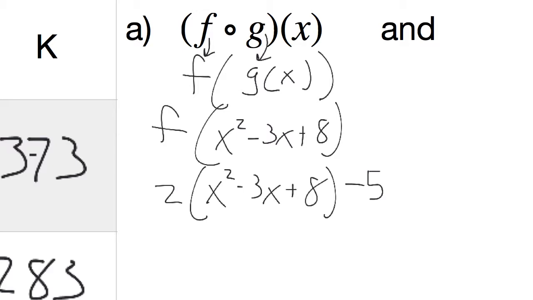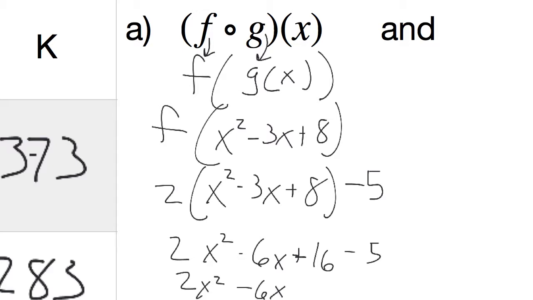All we really have to do now is simplify a little bit, combine the like terms. We get 2x squared minus 6x plus 16 from distribution, minus 5. And then combining up those last terms, we get 2x squared minus 6x plus 11. And that is the composition of f in g.